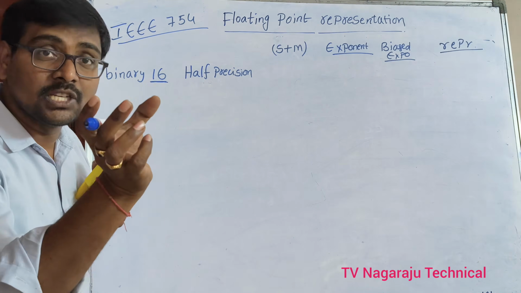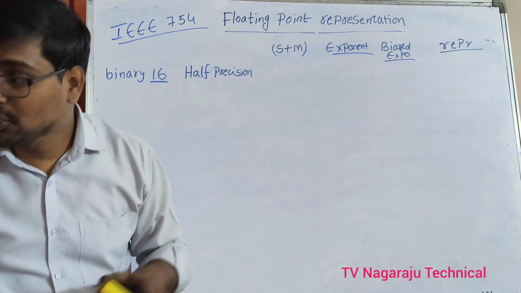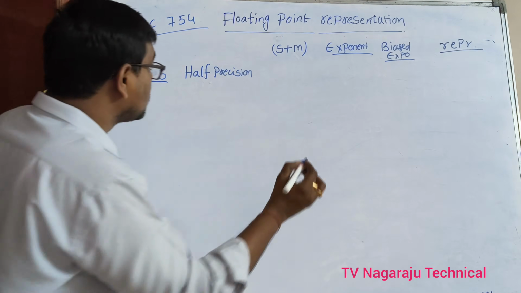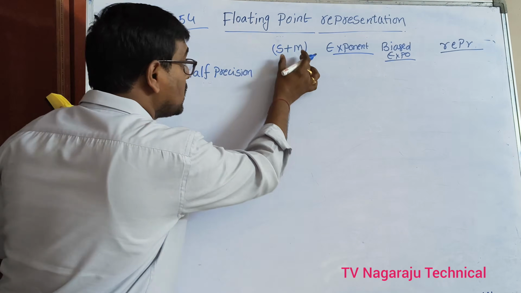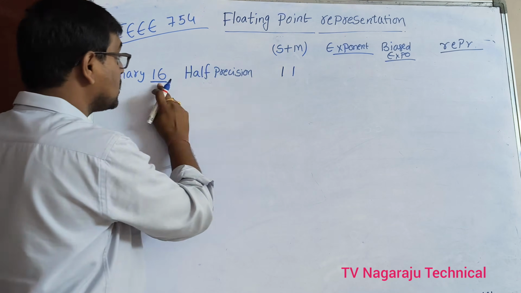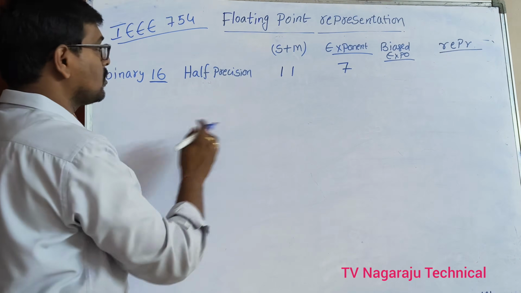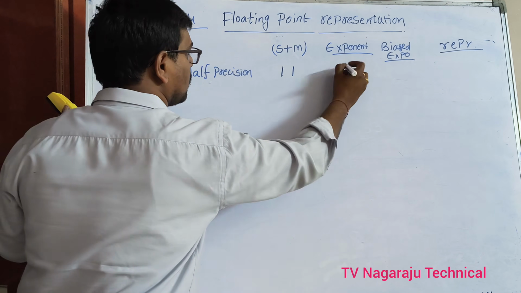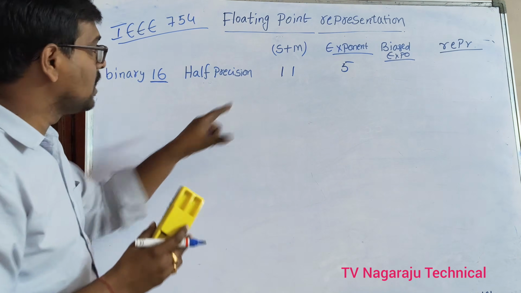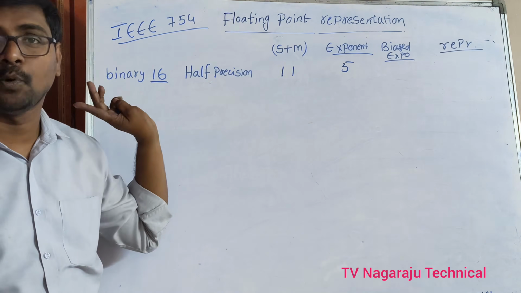The total of 16 bits are used. In that 16 bits, 11 bits are used for sign and mantissa, and the remaining 16 minus 11, that is 5. Sorry. These 5 bits are used for exponent.